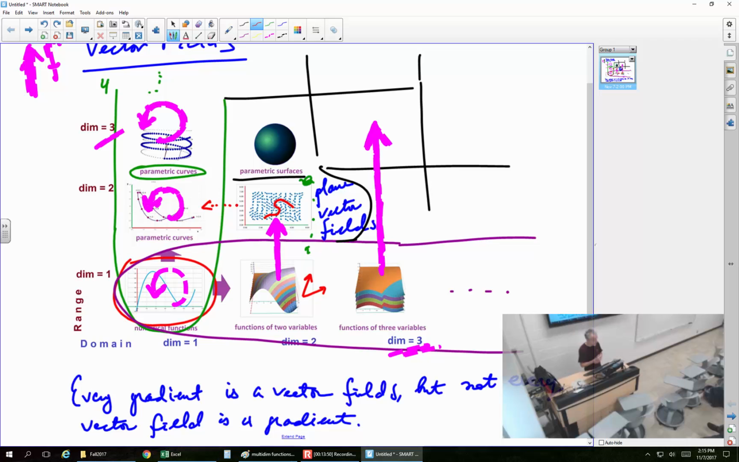In fact, infinitely many parametric curves, because the plane will be filled with those curves. So infinitely many parametric curves will be produced by one vector field. And the name for this, if you know what I'm talking about here.